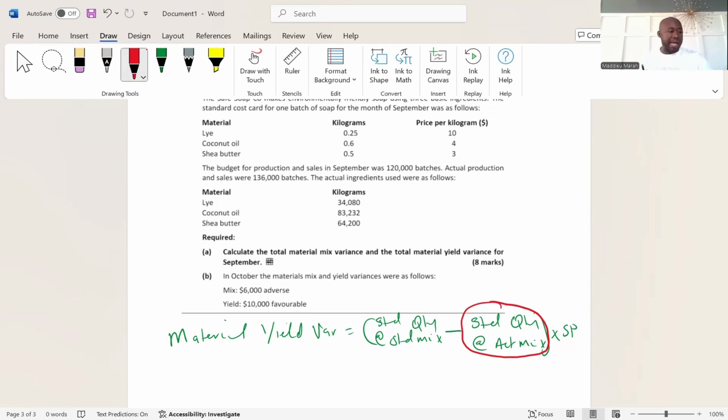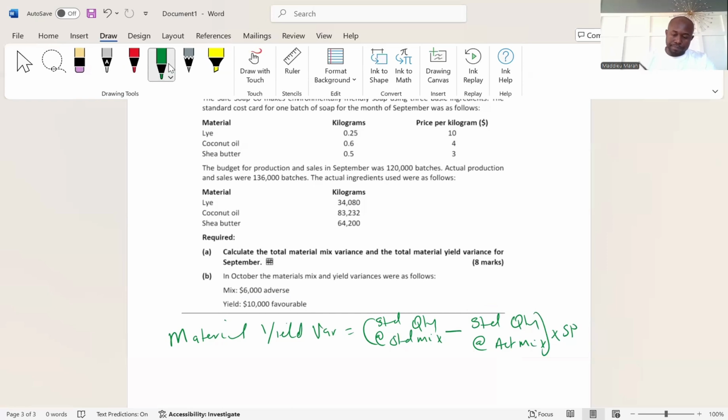The standard quantity at actual mix is the same, and the formula keeps repeating itself. So like the mix variance, you already have the actual result. Same for the yield variance, you already have the standard quantity at actual mix, you calculated it already. Okay, now we move on.